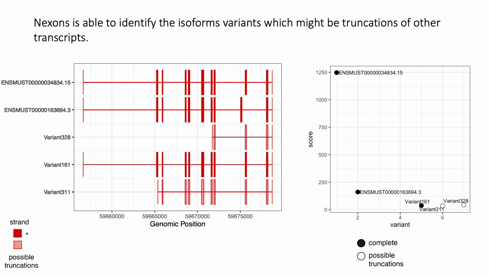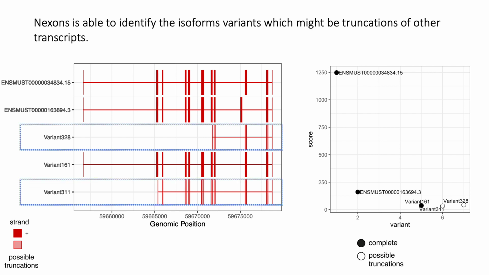Therefore, we decided to implement a flagging option in Nexons for detecting the isoform variants which might be truncations of other transcripts. So in this case, these two variants seem to be coming either from these annotated transcripts or from another novel variant, which might be an interesting one, but seems to have a very similar structure. So it will help us to concentrate on high-confidence known isoforms by filtering out these truncated isoforms.